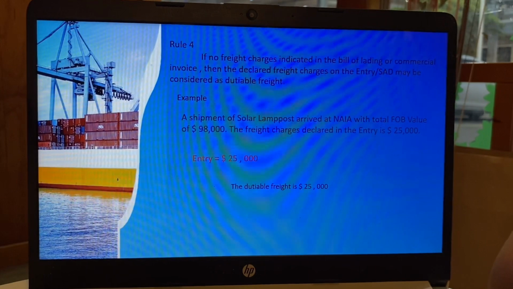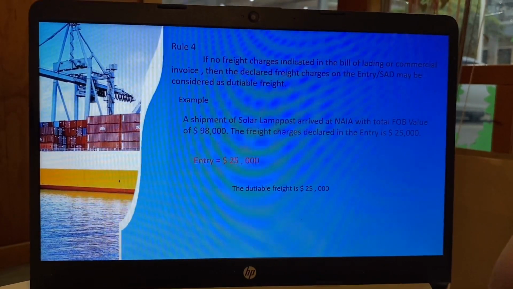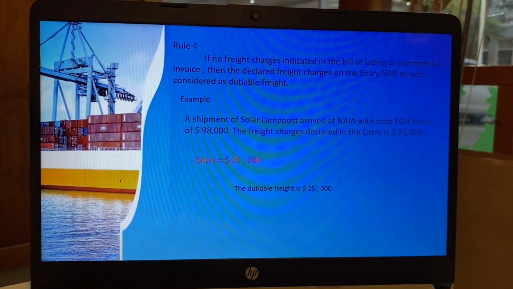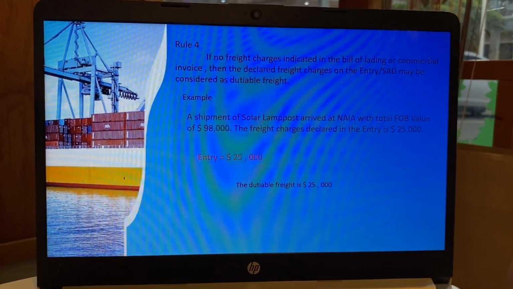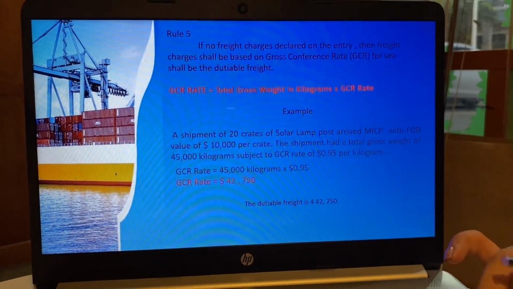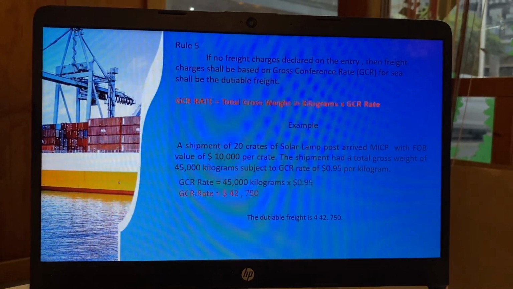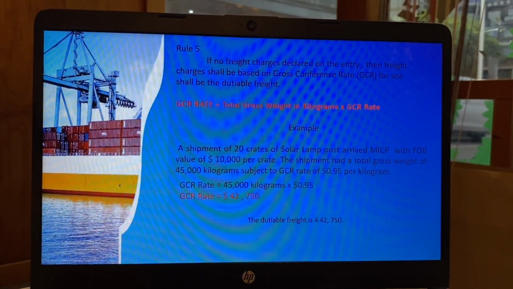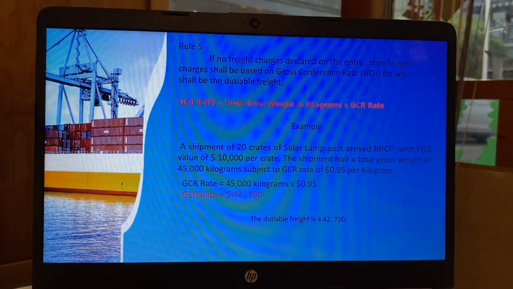So under this situation, it is stated that the freight charges declared in the entry is 25,000 US dollar. So automatically, rule number 4, the dutiable freight would be 25,000 US dollar. So under rule number 5, if no freight charges declared on the entry, then freight charges shall be based on the gross conference rate. The GCR for C shall be the dutiable freight.